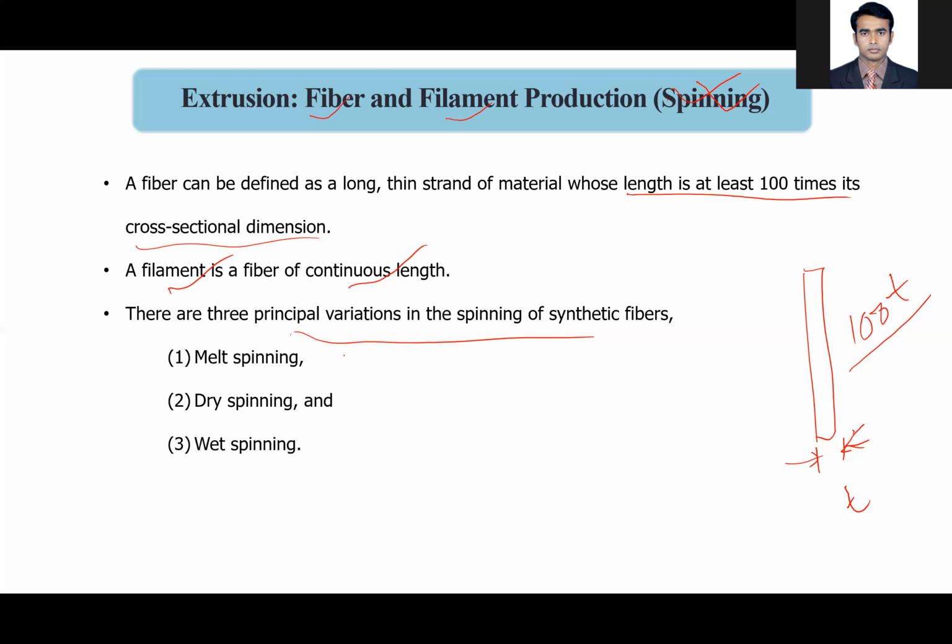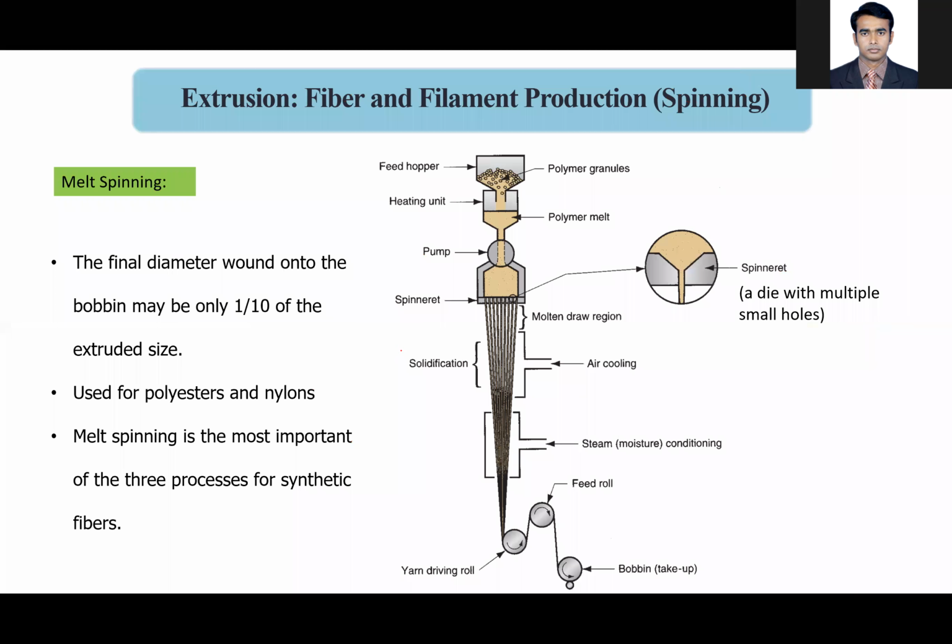So there is melt spinning, dry spinning, and wet spinning. We're going to study all three of these. First one is melt spinning. In this case, you put the polymer granules into a feed hopper, and then it goes through the heating unit and melts down. Then we get the polymer melt, and that polymer melt is pumped through the spinneret.